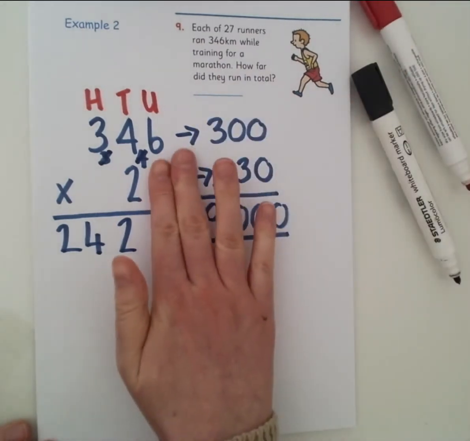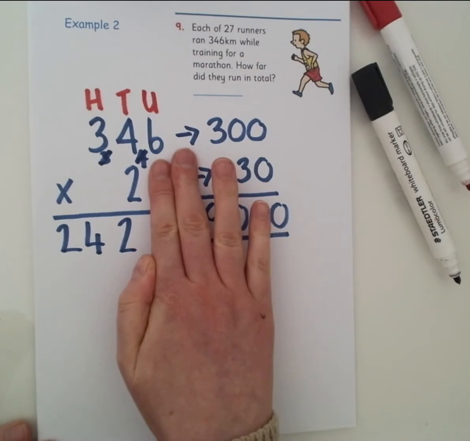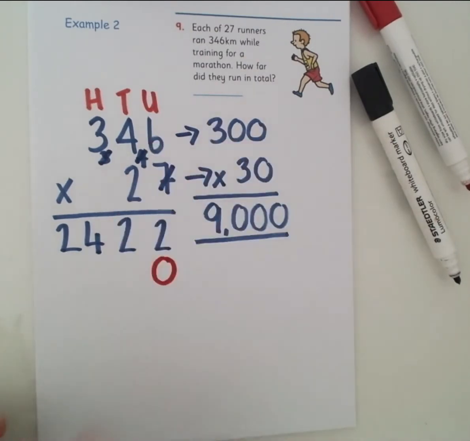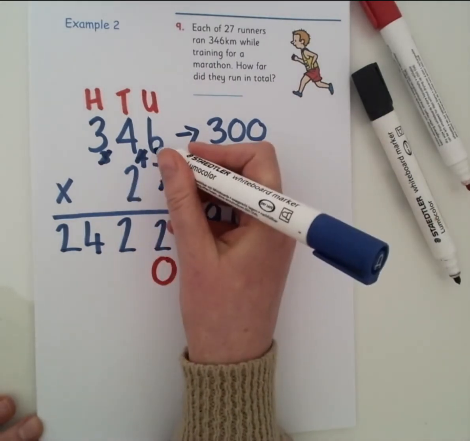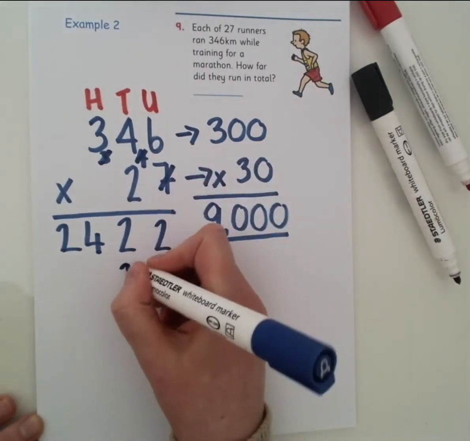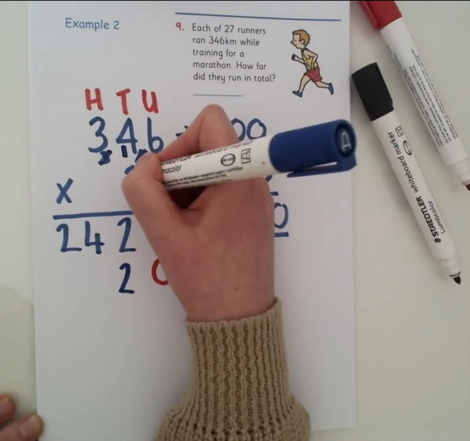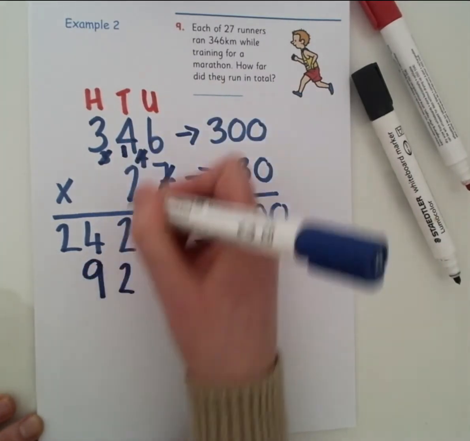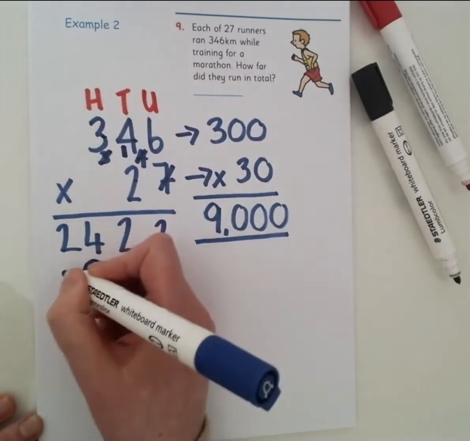And then I just need to multiply by 2. So now I'm going to multiply 346 by 2. So 2 multiplied by 6 is 12. Put down my 2, carry my 1. 2 multiplied by 4 is 8, plus 1 is 9. 2 multiplied by 3 is 6.